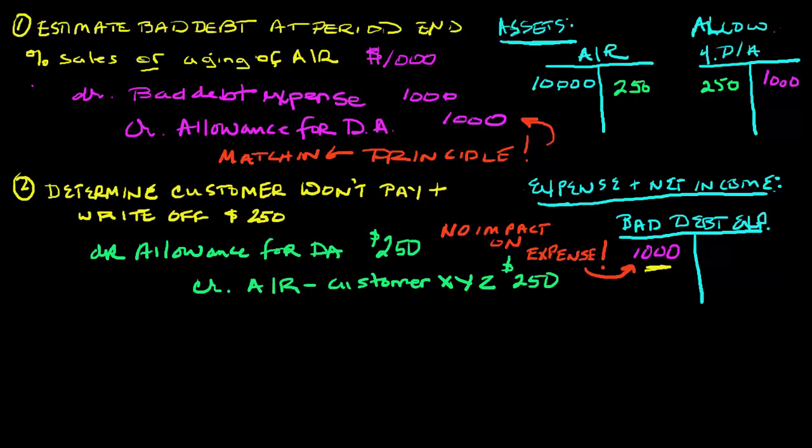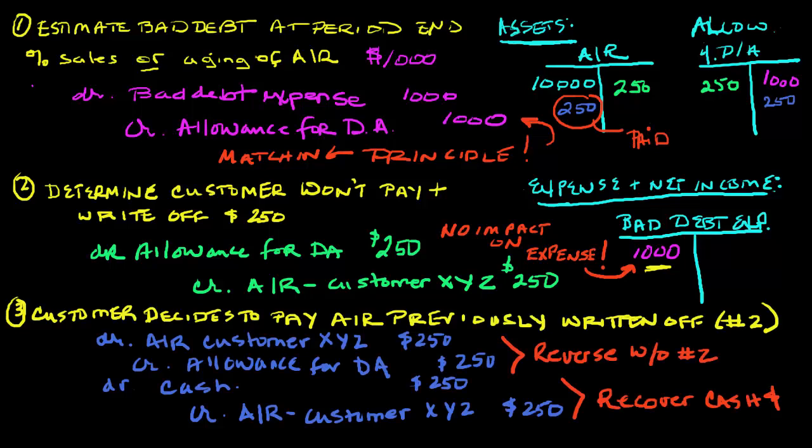So let's assume XYZ company owes us $250 and doesn't pay. When you determine that XYZ company's receivable won't be collected and decide to write it off, you just debit the allowance for doubtful accounts instead of debiting bad debt expense, and then you credit the customer's accounts receivable. Notice that this entry has no effect on total assets and no effect on expenses either. It's a beautiful thing.